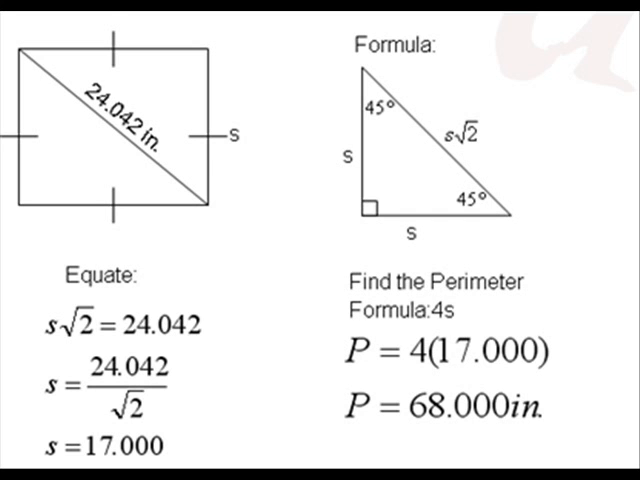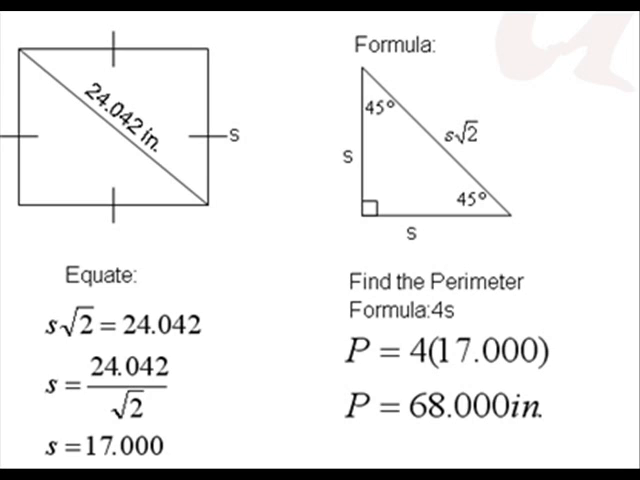The square has four corners which have a 90-degree angle. When we place the diagonal, the square is now made up of two triangles. And these triangles are 45-degree, 45-degree, 90-degree triangles. This triangle has a formula. The sides will be x and the hypotenuse will be x square root of 2. Equate 24.042 to x square root of 2.